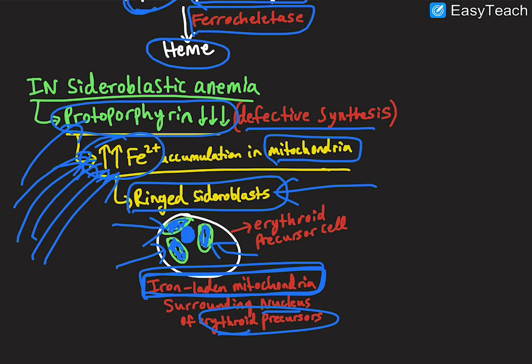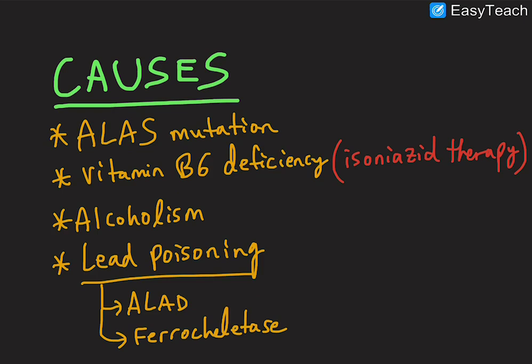Let's move on and talk about the causes of sideroblastic anemia. The main cause can be X-linked, so congenital. It's a genetic cause where you have a defect in the aminolevulinic acid synthase enzyme. Remember, this enzyme, with the help of vitamin B6, converts succinyl-CoA and glycine into aminolevulinic acid. If the enzyme is defective, you can't produce protoporphyrin, and iron doesn't have any protoporphyrin to combine with to form heme, therefore leading to sideroblastic anemia.